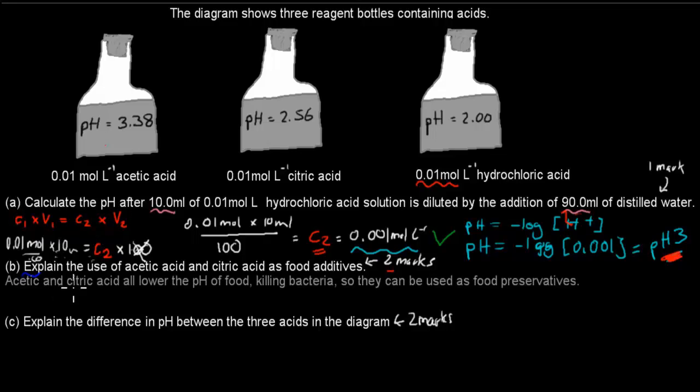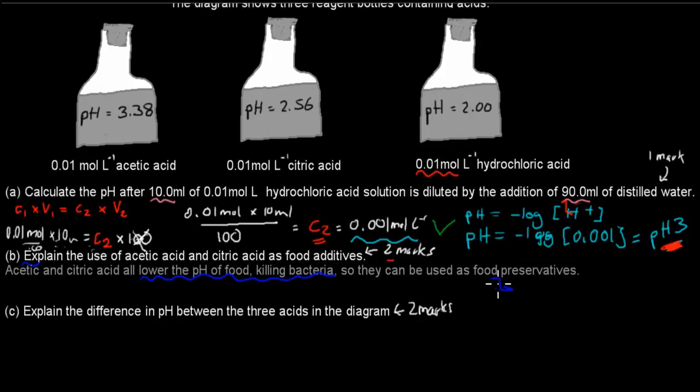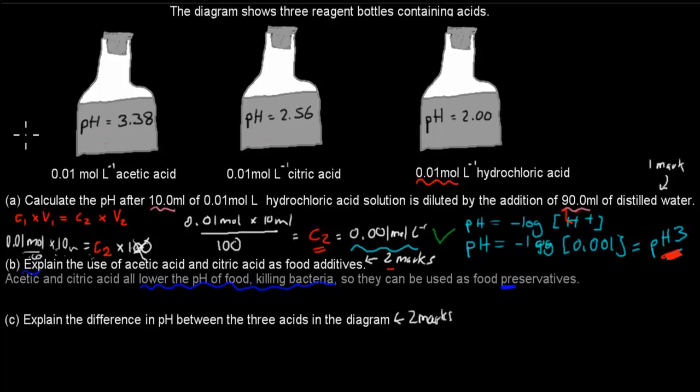So I wrote acetic and citric acid all lower the pH of food, killing bacteria. So that's one of their properties. They can lower the pH of food and thereby kill the bacteria, so they can be used as food preservatives. So now I've said that one of their uses is food preservatives, but I've also explained why they get used as food preservatives, because they can kill bacteria by lowering the pH. And that will get you 1 mark.